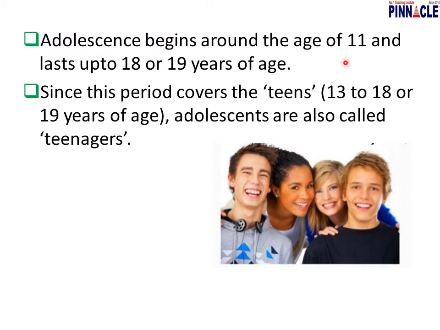Adolescence begins around the age of 11 and lasts up to 18 or 19 years. You can say the age of adolescence is between 11 to 18 or 19 years. These 6 to 7 years are the age of adolescence, the fast growth of a child towards becoming mature or an adult. Since this period covers the teens, the age of teen is 13 to 18 or 19 years, and adolescents are also called teenagers.